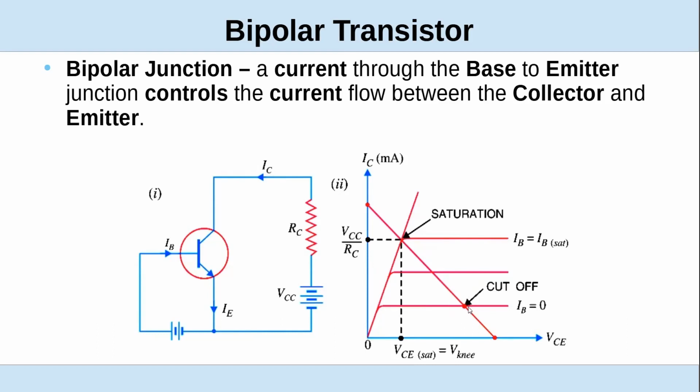And cutoff means that at that amount of input current on the base, there's no current flowing from collector to emitter. In saturation, you've got the maximum amount of current flowing. So there's very little resistance between collector and emitter. And when you're actually using a transistor as a switch, you set it up so that the input current either puts it at this point or this point, off or on.